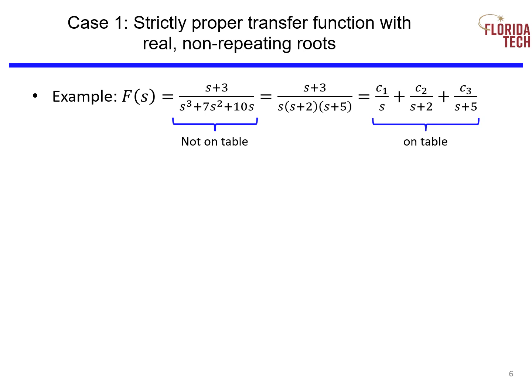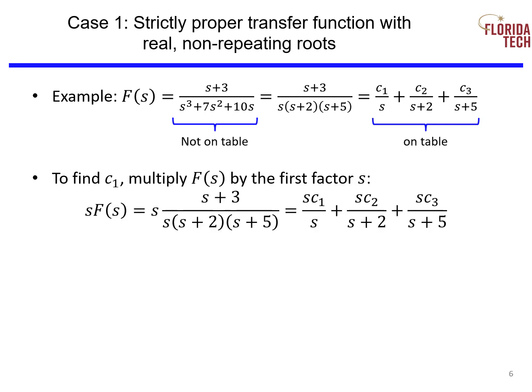Let's walk through an example for case 1, the strictly proper transfer function with real, non-repeating roots. The transfer function f of s is not on the table as written. We can factor the third-degree polynomial into three factors that result in three distinct roots: s equals 0, s equals -2, and s equals -5. On the right-hand side of the equation is the partial fraction expansion, which is the sum of three first-degree transfer functions comprised of constants over each factor. Now we just need to determine what the three constants are.